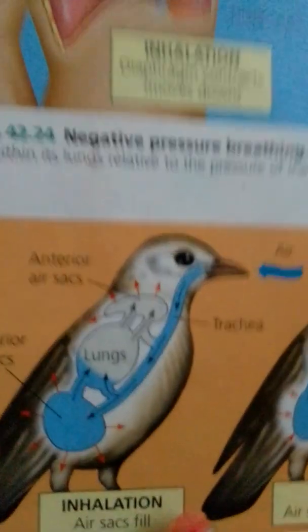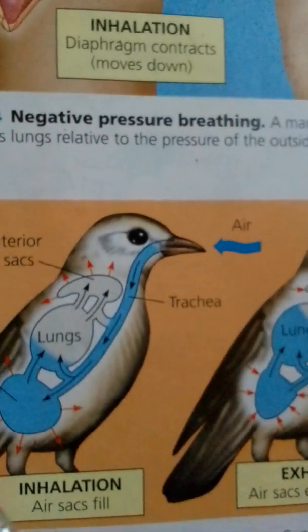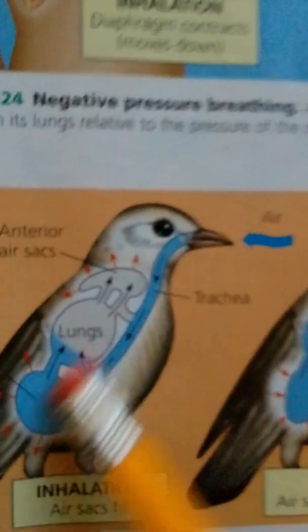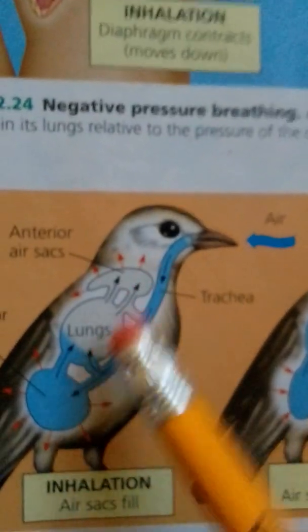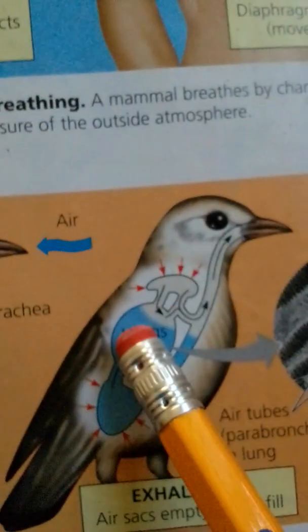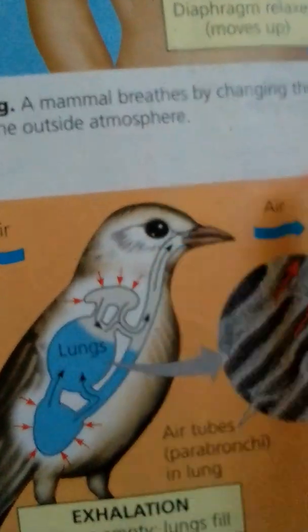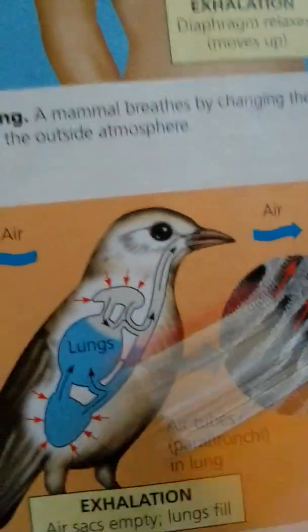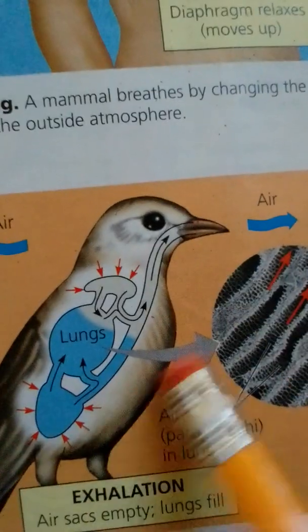Notice the birds here. Inhalation: air sacs fill. Notice the air, trachea, anterior air sacs, lungs, and posterior air sacs, a closer look. Notice the direction here: air, exhalation, air sacs empty, lungs fill, air tubes, parabronchi in lung.